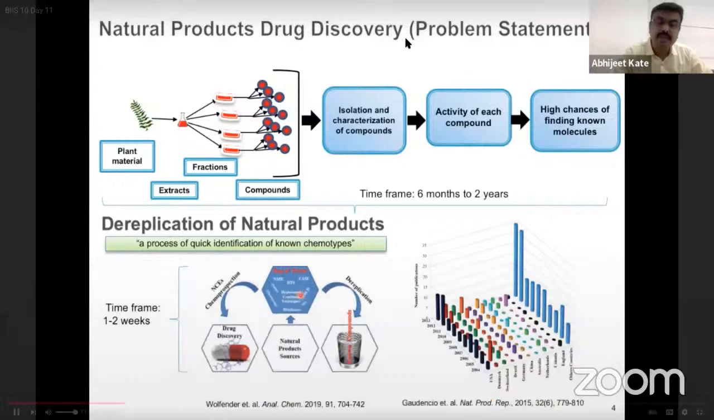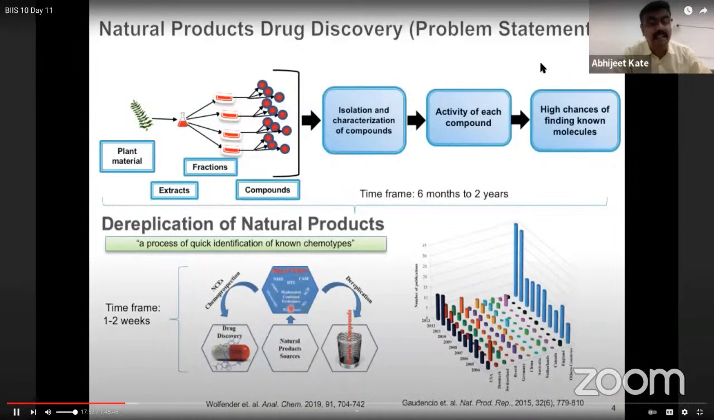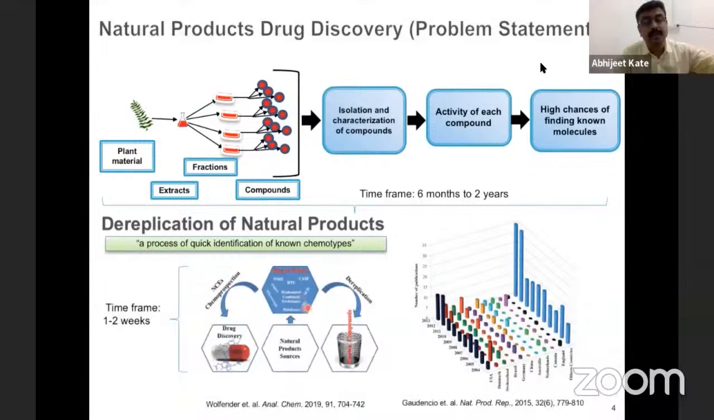Now, if you analyze, and it says that okay, this compound has been reported by so and so person from this plant, then you don't work on that extract anymore, because most of these compounds are already reported by these scientists. It's published, and they also reported the activity of those.